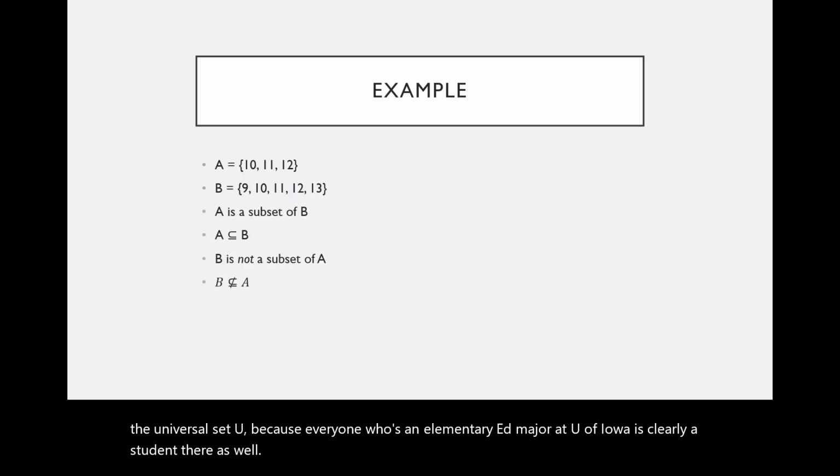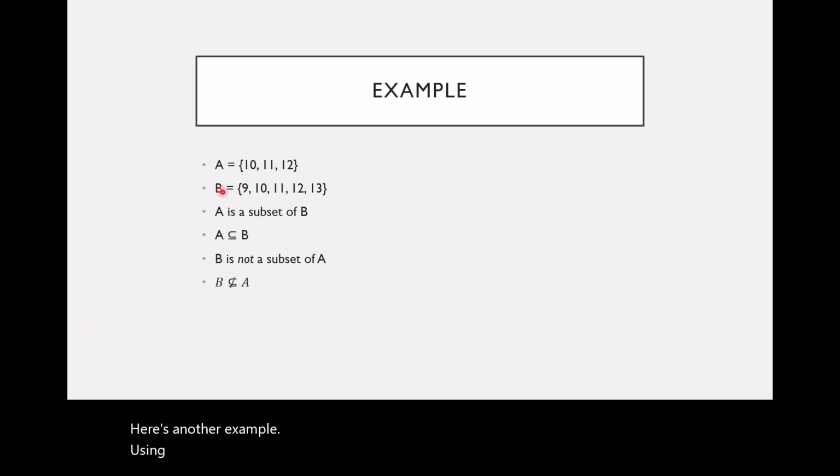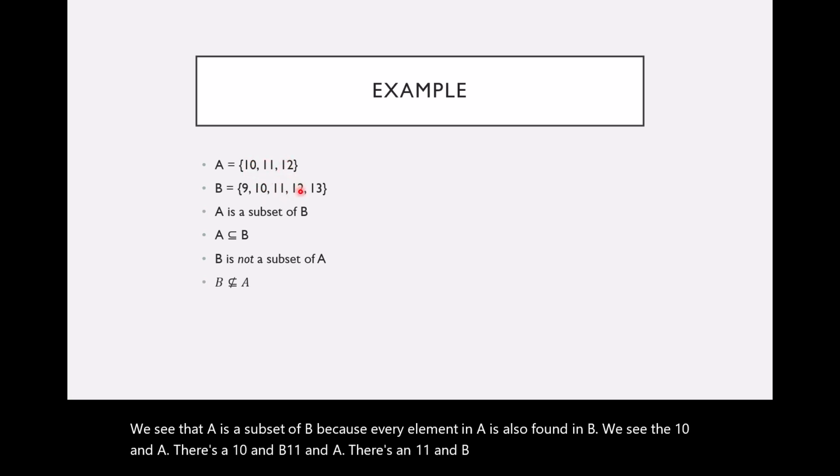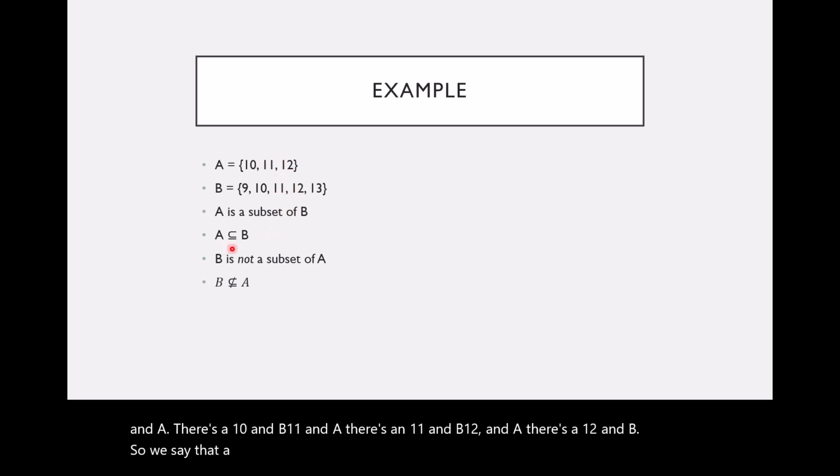Here's another example using just some numbers. Set A, the numbers 10, 11, 12. Set B, the numbers 9, 10, 11, 12, and 13. We say that A is a subset of B because every element in A is also found in B. We see the 10 in A, there's a 10 in B. 11 in A, there's an 11 in B. 12 in A, there's a 12 in B. So we say that A is a subset of B.